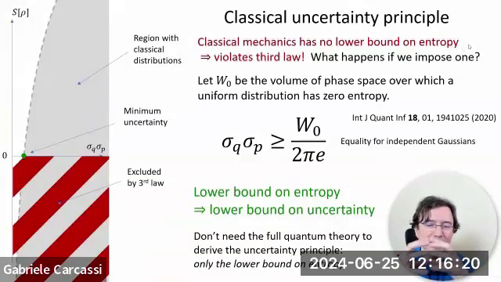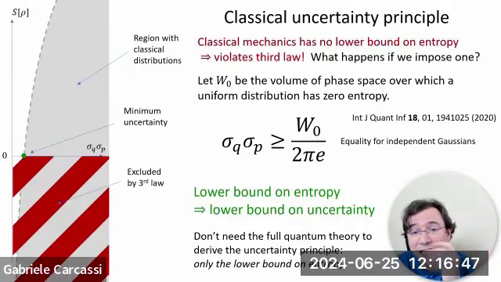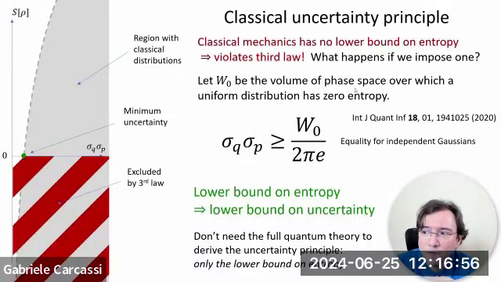If you think of entropy as a volume of phase space, we can shrink that volume all the way to zero. And the logarithm of zero is minus infinity. So we can make that volume as small as we want. And at some point, we are going to cross over and go to negative entropy, which of course does not make sense. So the idea is what happens if we take classical mechanics and impose the third law, impose that there is a minimum of entropy. And so let W0 be the volume of phase space over which a uniform distribution has that zero entropy.